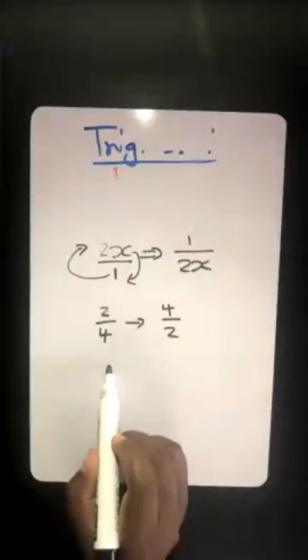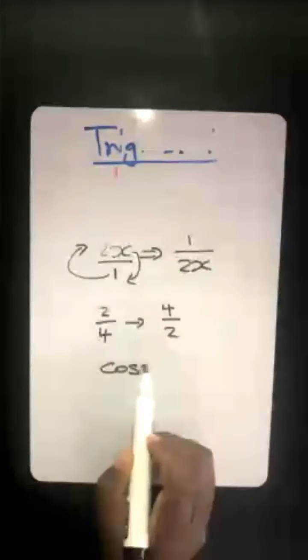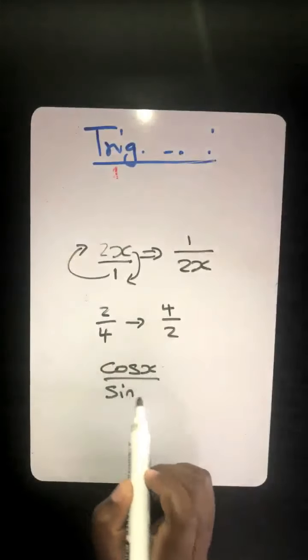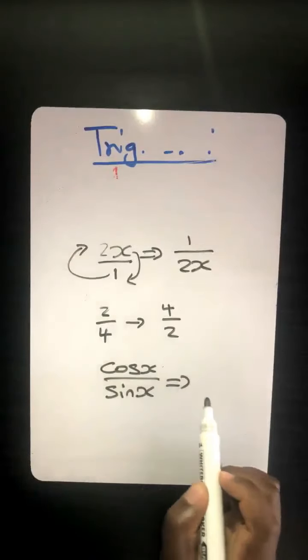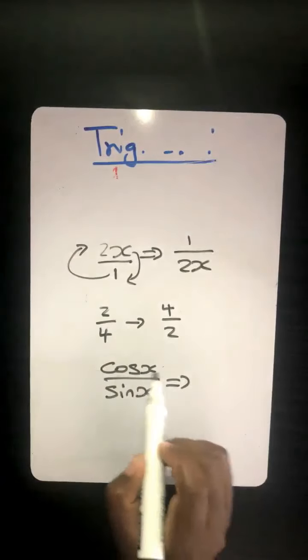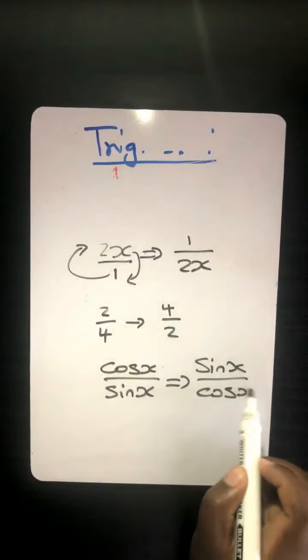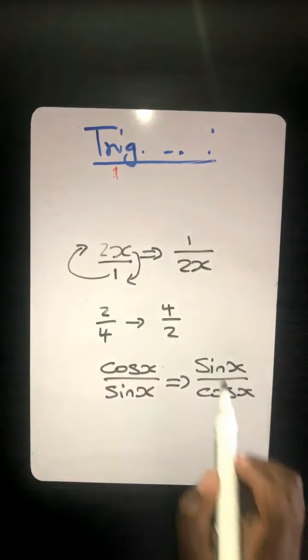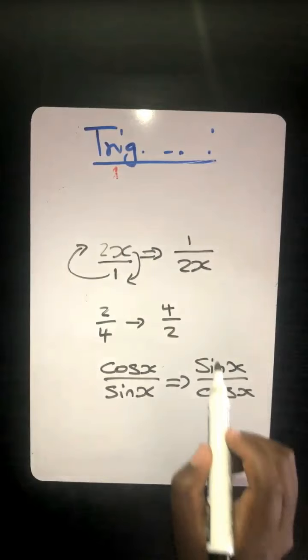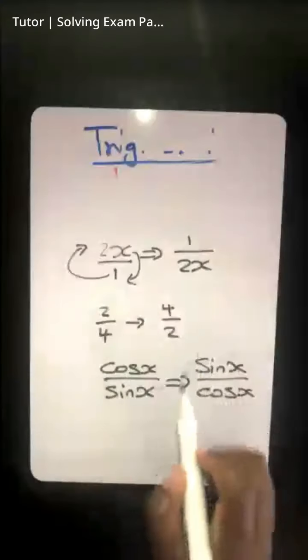So the inverse of this thing is actually 4 over 2. That's it. So if you have cos x over sine x, the inverse of this thing, you just write that in that position, this in this position. Then it's sine x over cos x. So this is the inverse of that, or otherwise this is the inverse of that.